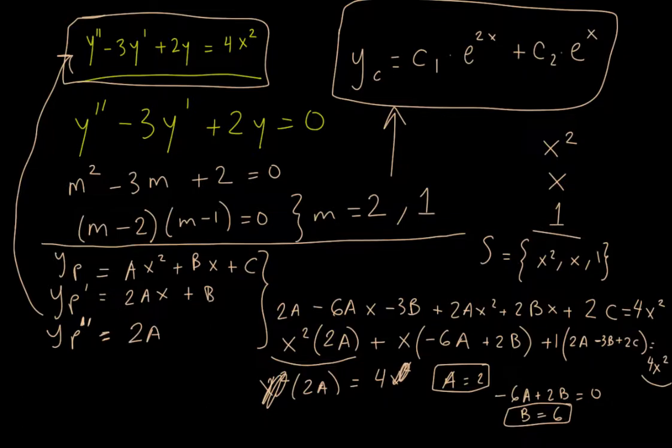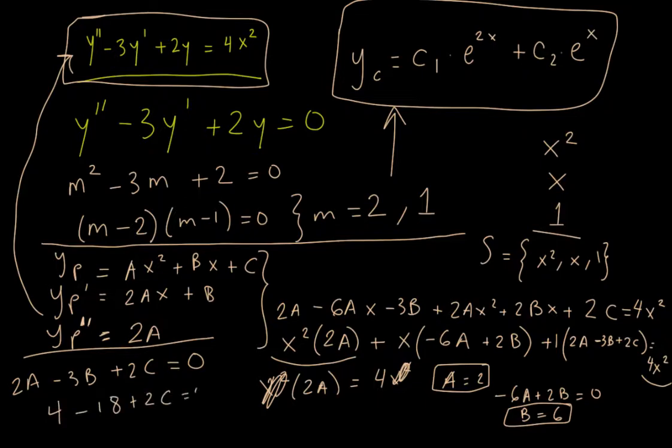And then finally for c, same thing, we don't have any constant on the right side, so we set that equal to 0. So then you have 2a minus 3b plus 2c equals 0. And we know a is equal to 2 and b is equal to 6, so that's 4 minus 18 plus 2c equals 0. So 4 minus 18 is negative 14, move it to the other side, divide by 2, and you get c is equal to 7.